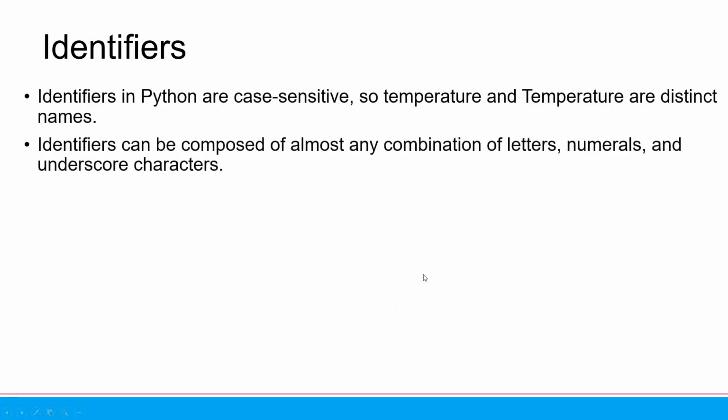And then an identifier can be composed of almost any combination of letters, numerals, and underscore characters. Letters means A, B, C, D, and so on. Numerals means numbers: 1, 2, 3, 4, and so on. And underscore, underbar, means the underscore like this.